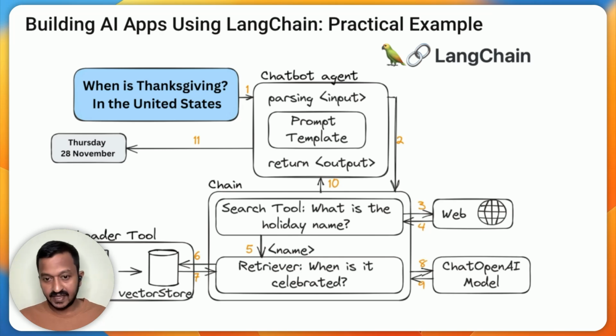As you can see in the next step, that is the chain. The two steps are: what is the holiday name? It goes through the web to find the holiday name, that is Thanksgiving, and then comes the retriever with the question, when is it celebrated, right? It goes through the vector store to find when it is celebrated, right? And now we have the answer for both the questions. And at the end, it goes to an LLM to formulate the final answer saying, hey, Thursday the 28th is Thanksgiving in the United States, right? By the way, this is for 2024, right?